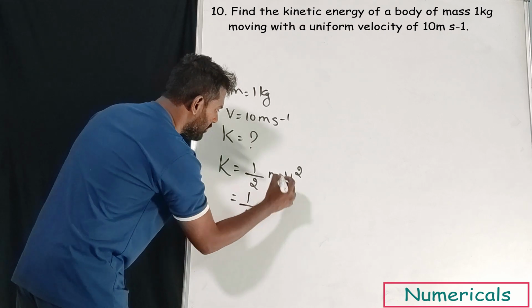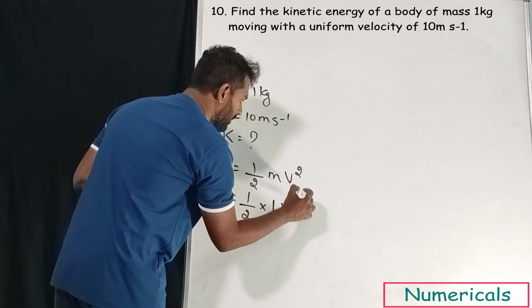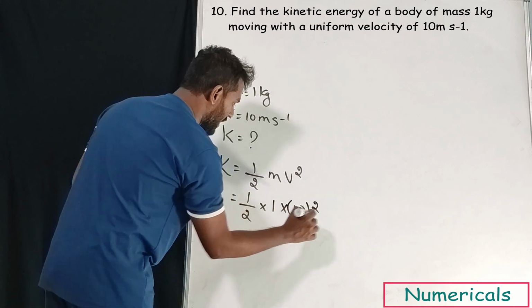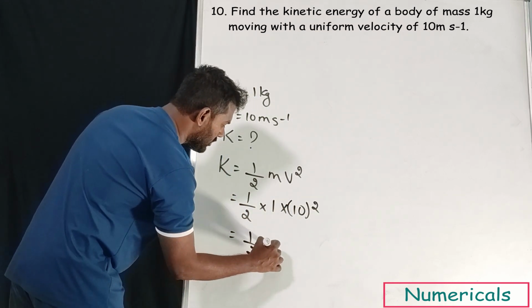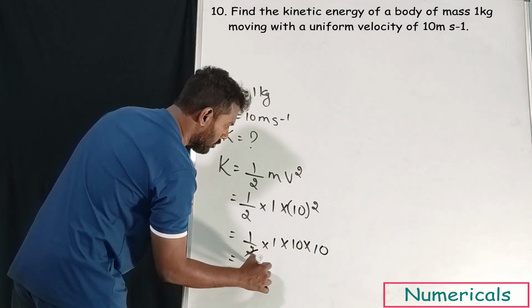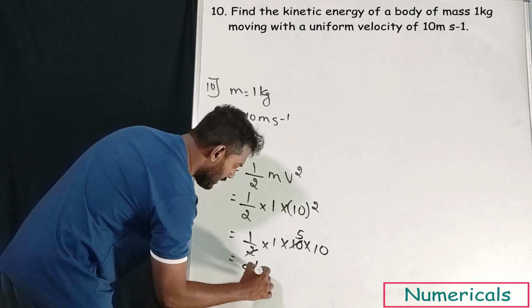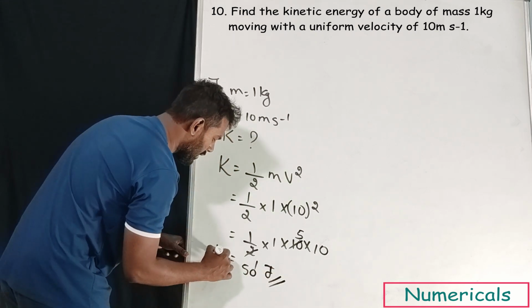What is the value of mass? 1 kg into, what is the value of v, that is 10. We have v square, so 10 square. So half into 1 into 10 into 10. 2 ones are 2, 5s are 5 into 10, that is 50 joules.